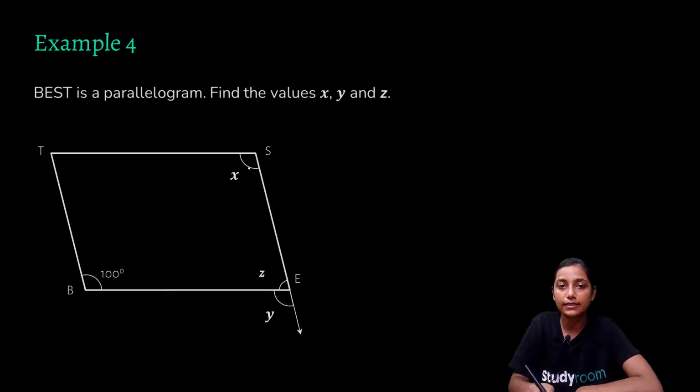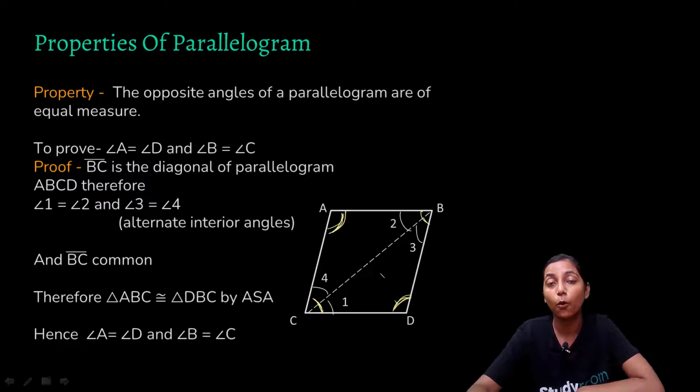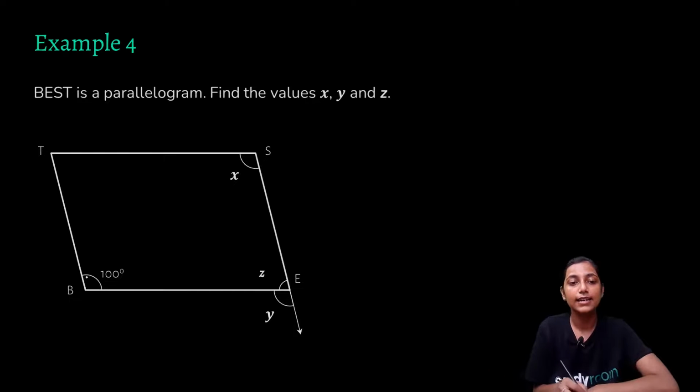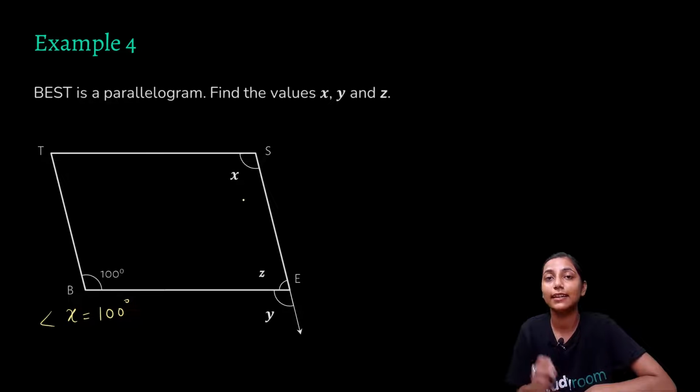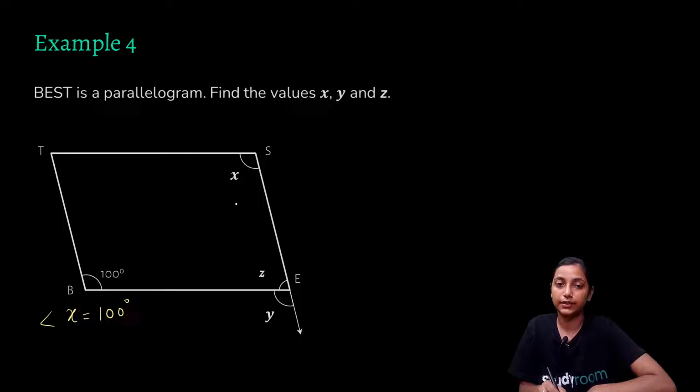So X is this angle, Y is this angle and Z is this angle. We can see that angle B is opposite to angle X. So from this property only, that the opposite angles of a parallelogram are of equal measure, we can say that angle X is going to be 100 degree, because these are two opposite angles. So X is 100 degree.